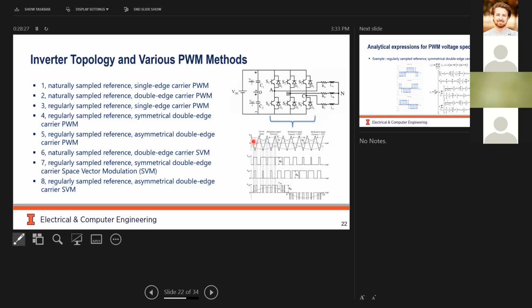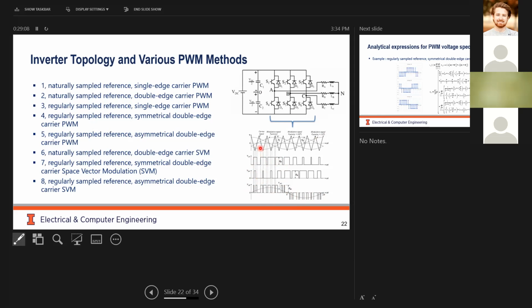You have a triangular carrier and a sinusoidal modulation curve, and by comparing this carrier and the modulating reference curve, you get the switch on and off signals for the different phases, A, B. And then this is VAB, which is VAN minus VBN. Then you get VAB, right? But there are different alternatives.